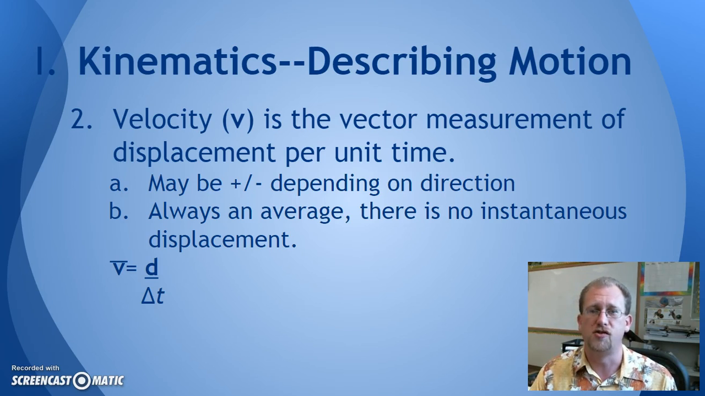Velocities are always an average. There's no such thing as an instantaneous velocity because velocity is displacement. Displacement is an average number, so you can't have velocity right now like you had speed instantaneously. Okay, the formula for that, very simple. Average velocity is equal to displacement over time.